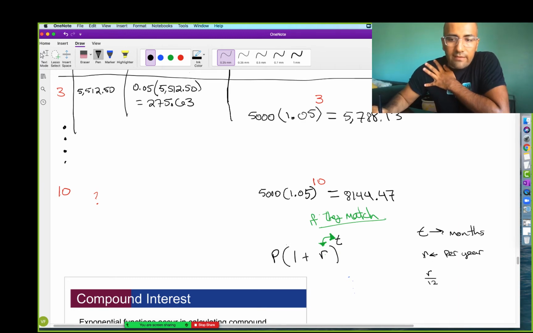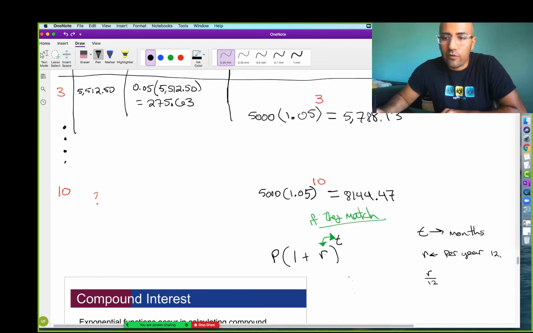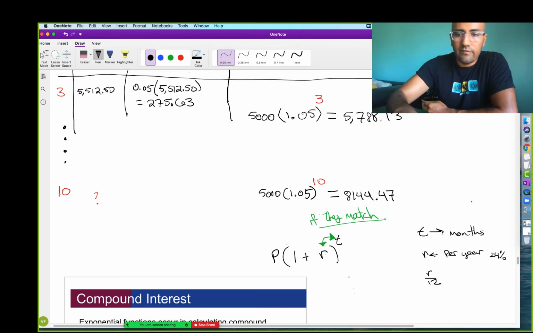So if we take the rate that's given per year, just to make it an easy number, let's say they tell you it's 12%. Well, that's a little too obvious. Make it 24% per year, and they're asking you about something in terms of months. Well, you have to divide that 24% by 12, so you get the monthly rate. And then once you have the monthly rate, you have to figure out how many months they're asking you about. Does that make sense?